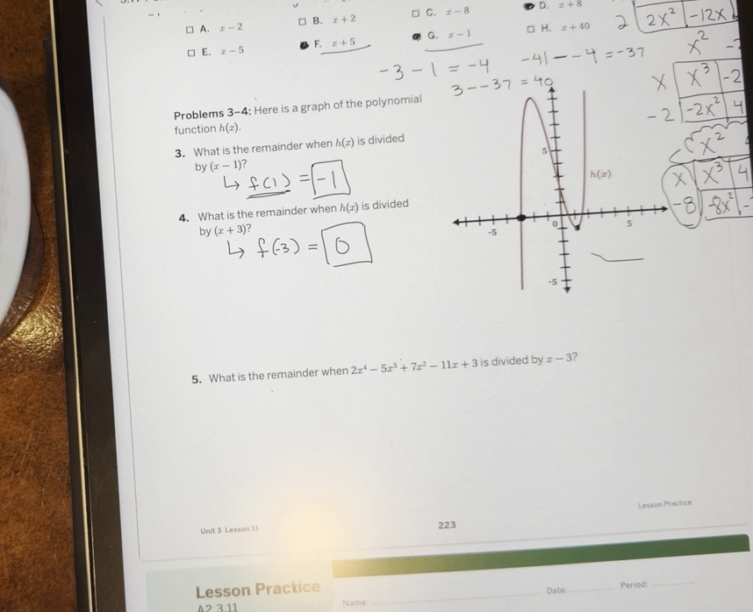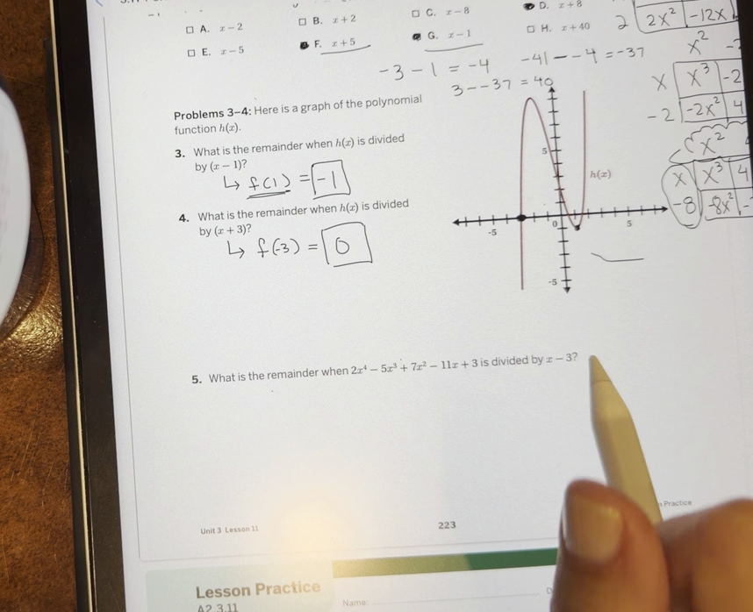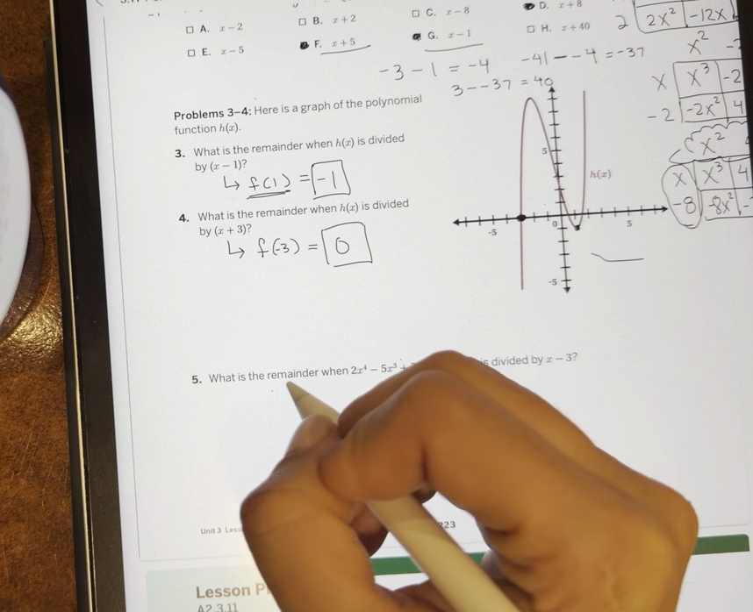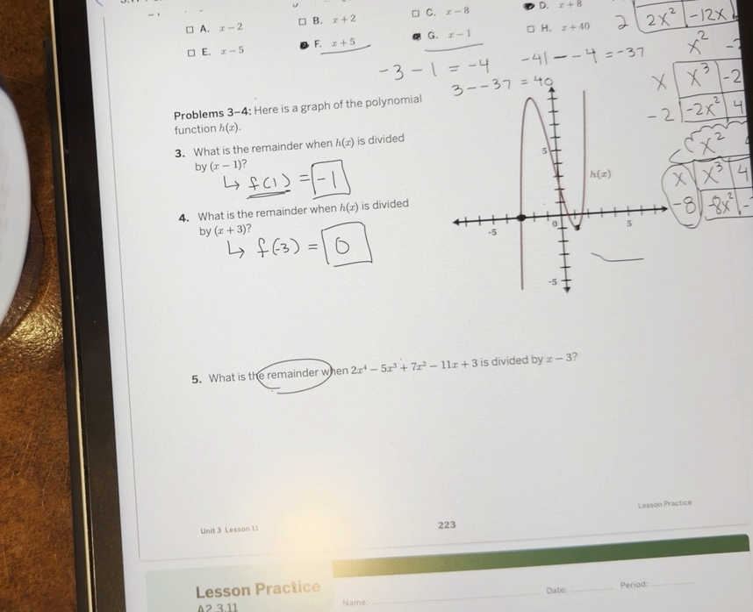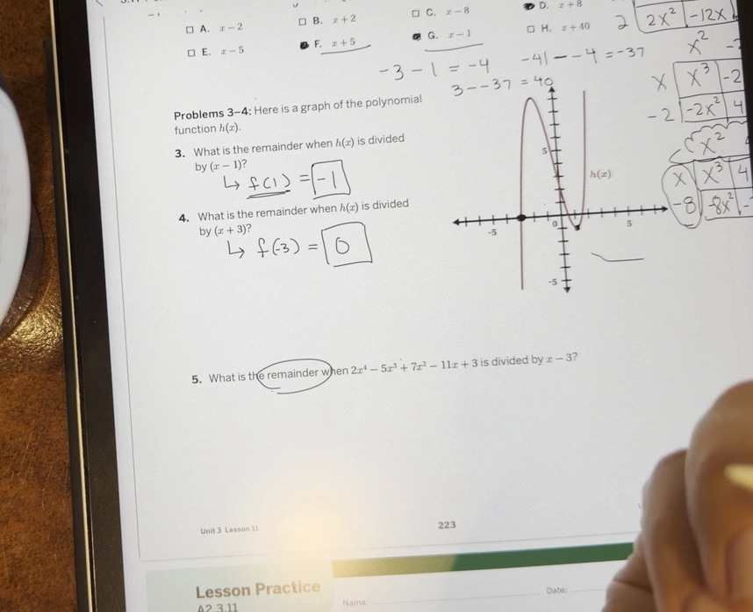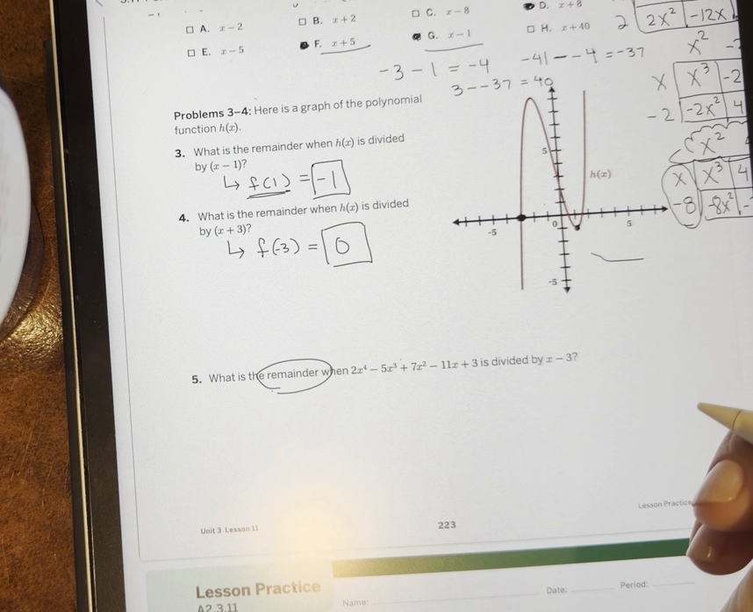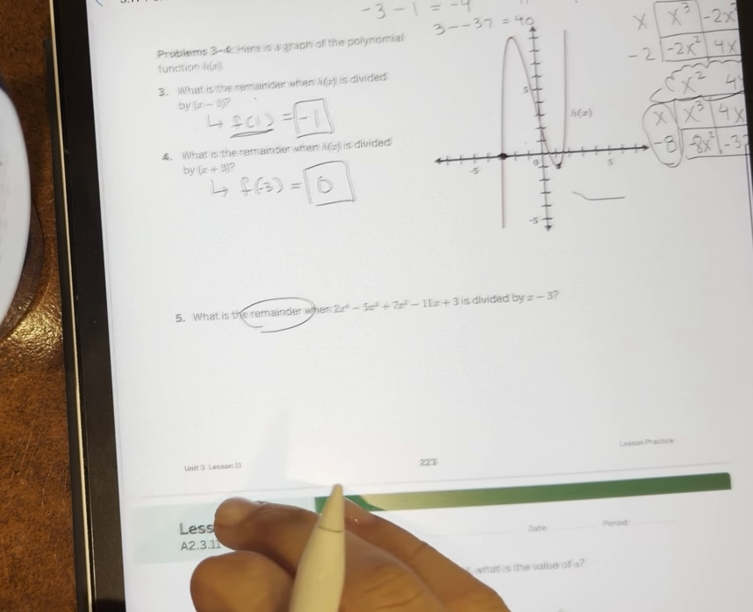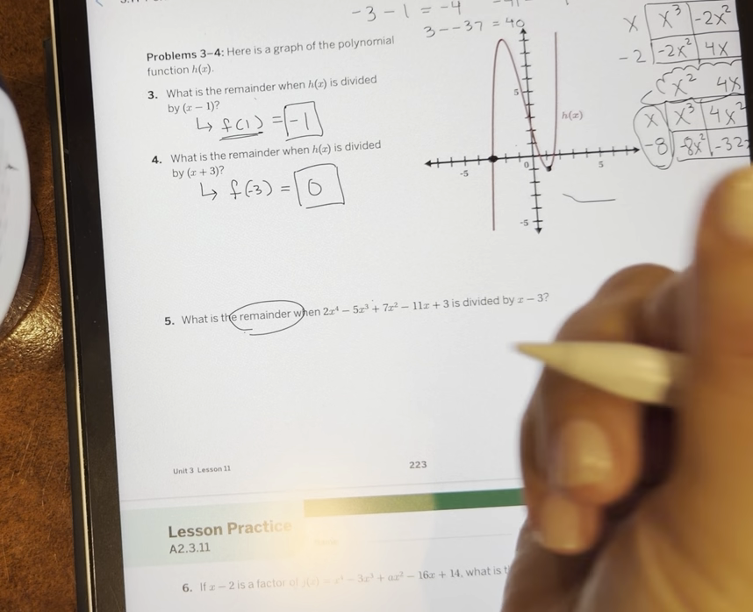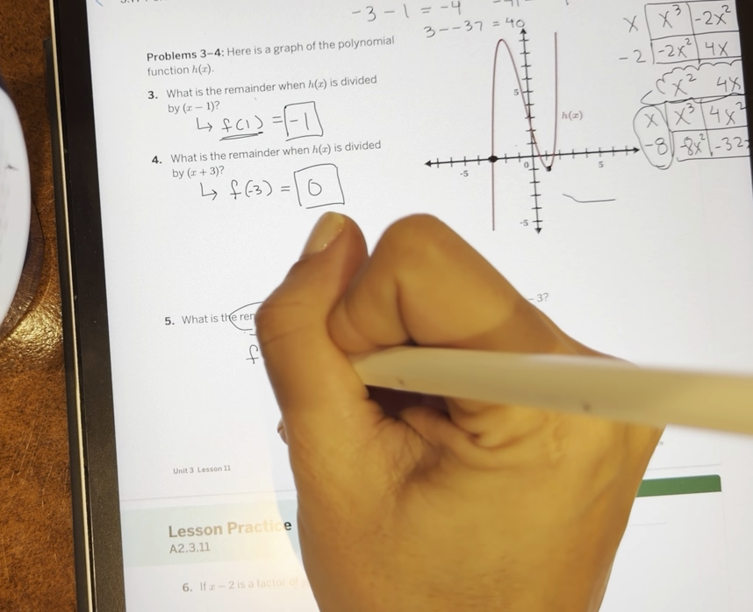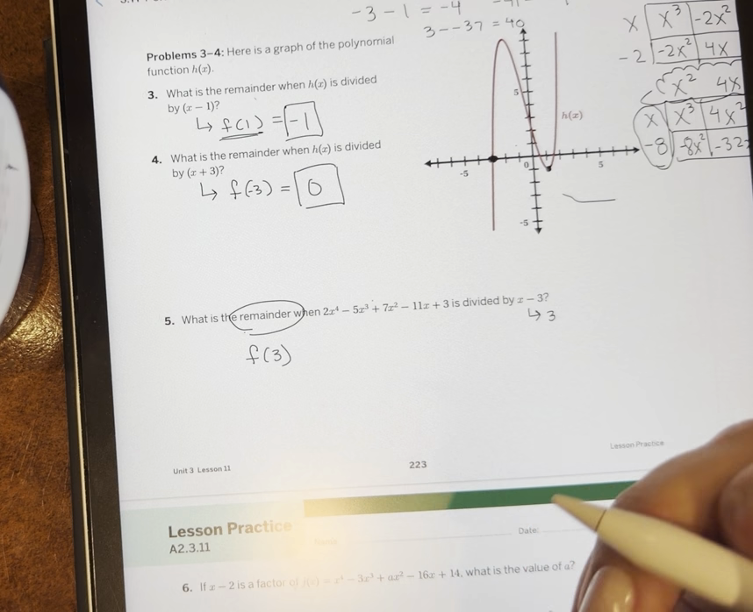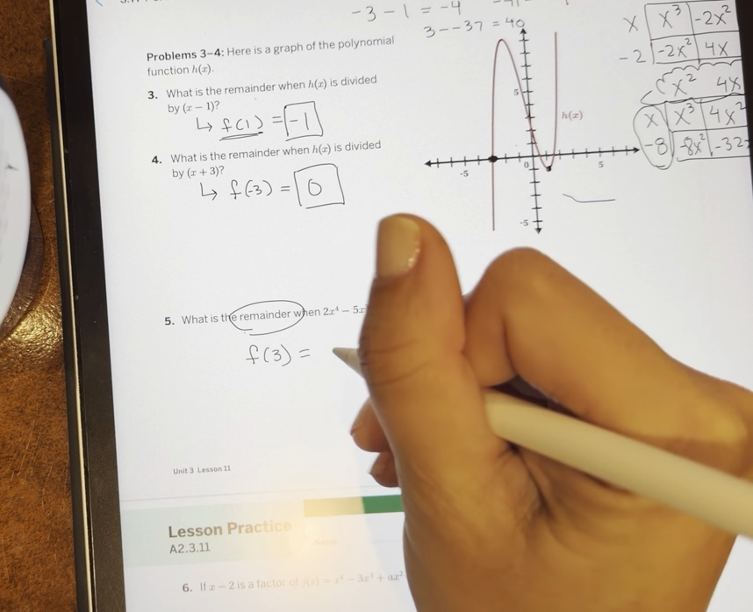What is the remainder when blah, blah, blah, blah is divided by blah? So you guys, choices. All they want to know is the remainder. I don't need to find further factors, okay? So I can either divide like these, or I can use the remainder theorem to see what f of 3 is, because if it's negative 3 here, then it's positive 3 going into the function. Let's see what f of 3 is.